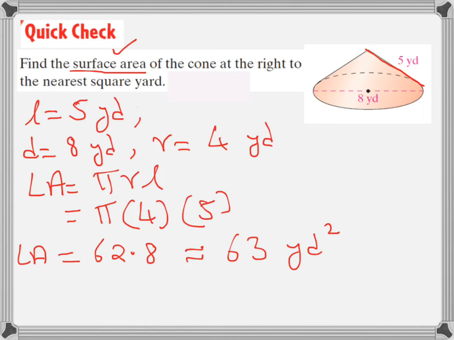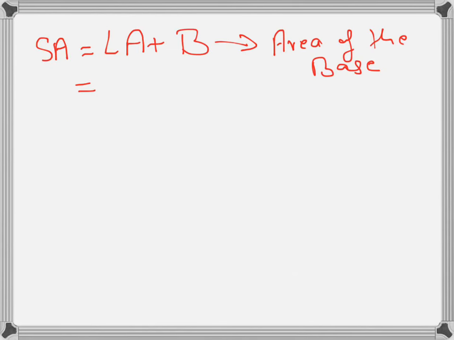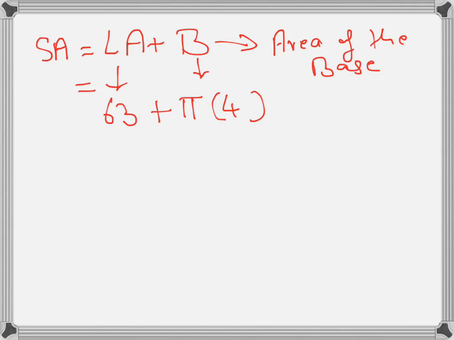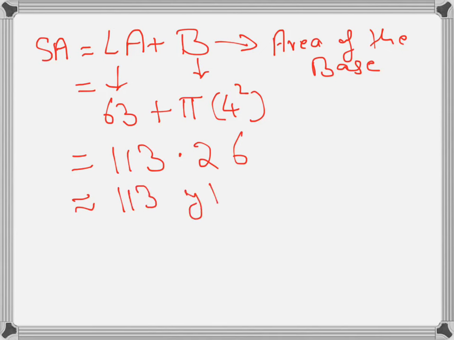And we found LA to be 63. So LA is 63 plus the area of the base, which is pi r squared. How much is the radius? 4. So 4 squared. And use your calculator now, and that is going to be 113.26. Round to the nearest whole number, it is going to be 113 yard squared.